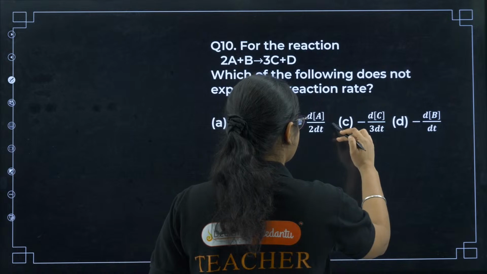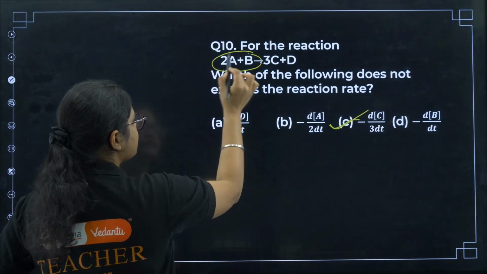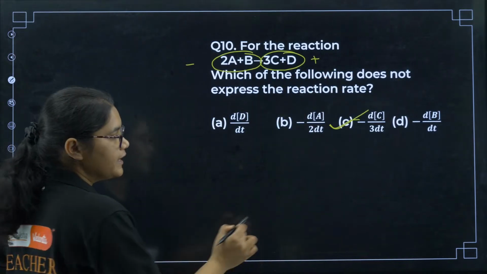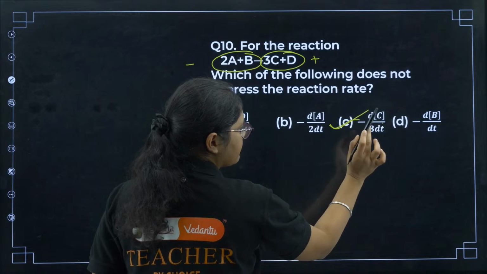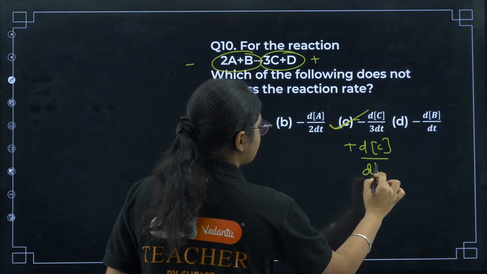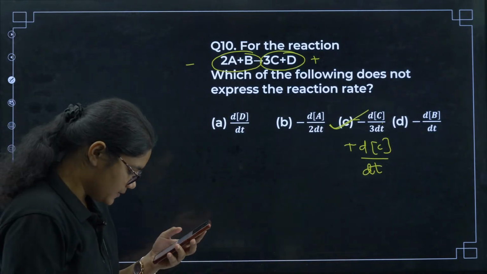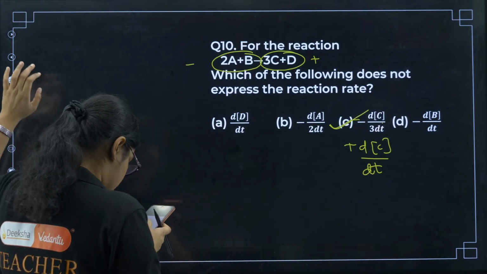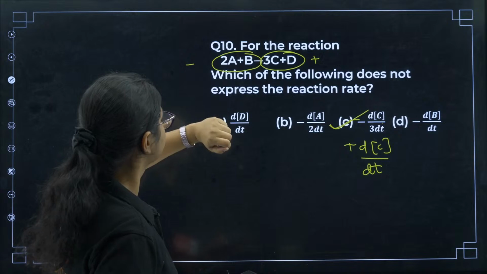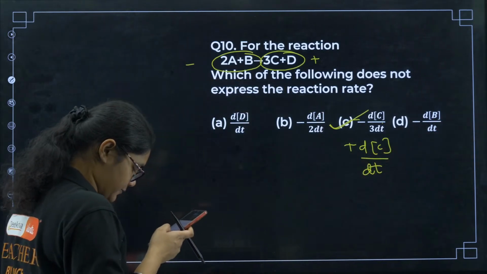Yes, Shagufta is correct here, 10C. Always remember, reactants should be mentioned with negative sign, product should be mentioned with positive sign, right? C is a product, it cannot have negative sign, it should be plus dC by dt. Is it clear? Okay, very good. C is the correct answer. Taiba, B is correct here, it is minus dB by dt, right? It is correct here.